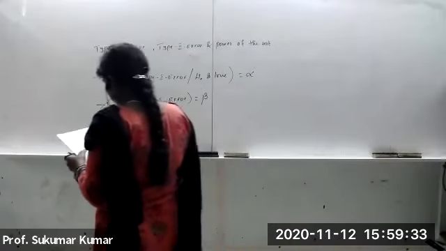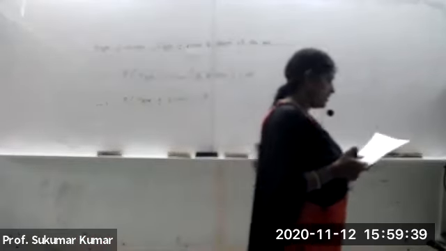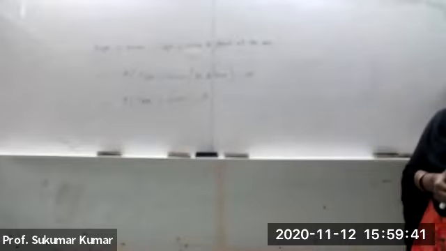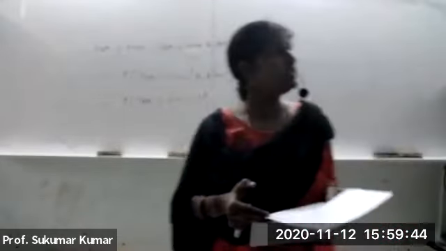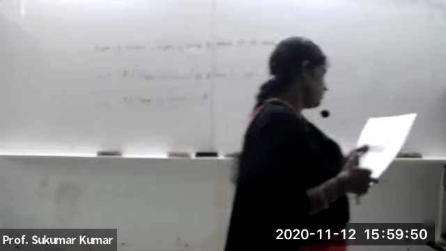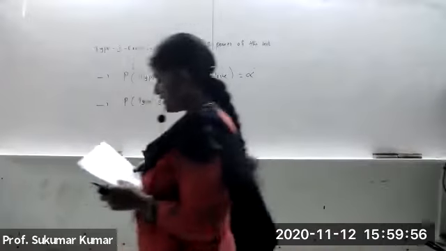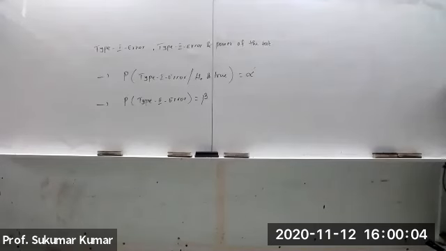The value of beta depends on a number of factors, such as the alternative hypothesis, the choice of alpha, the sample size, and the true value of the parameter.